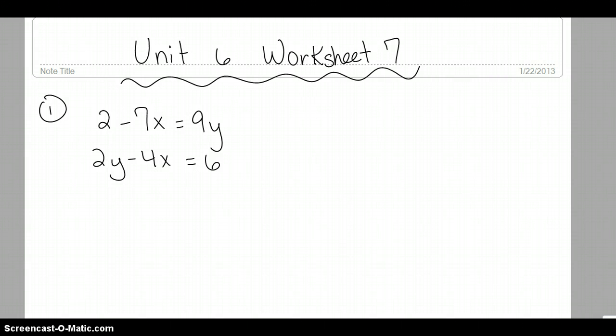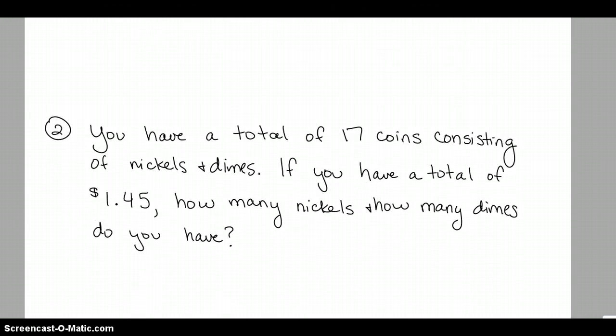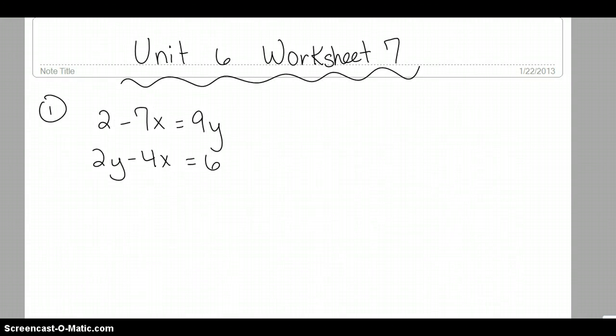Alright class, so here we are. We're going to work on Unit 6 Worksheet 7. We're going to do a total of 2 problems. This one is a linear combination problem, and then we're also going to do a coin problem. So those are the 2 things we're going to be looking at in this video.